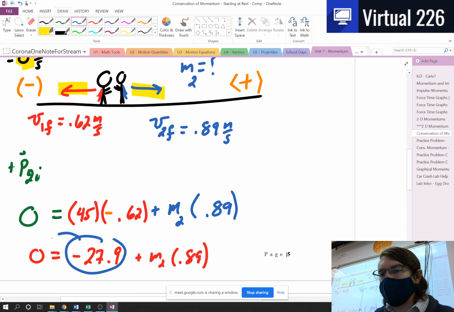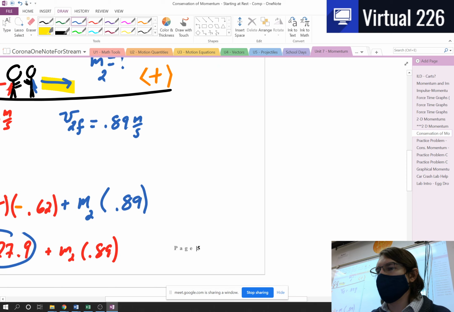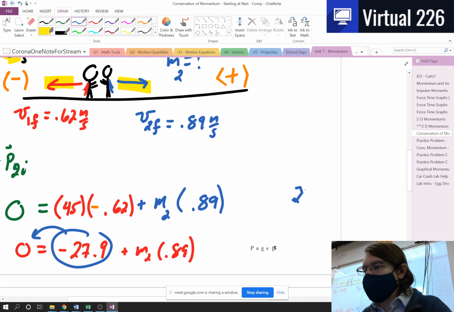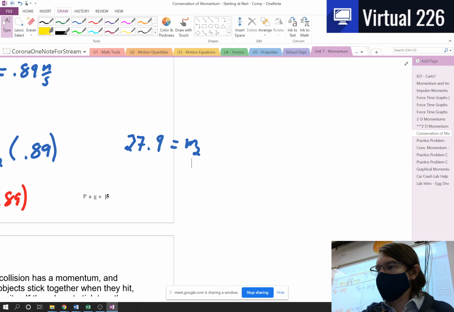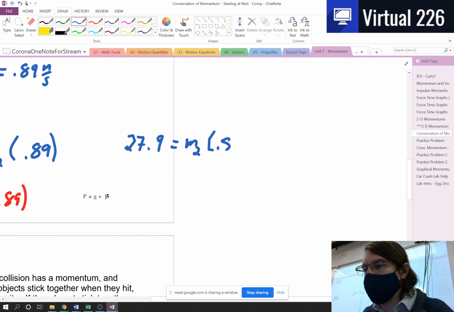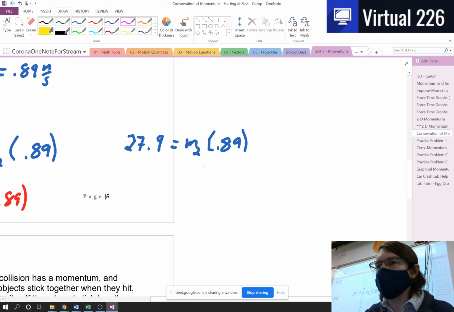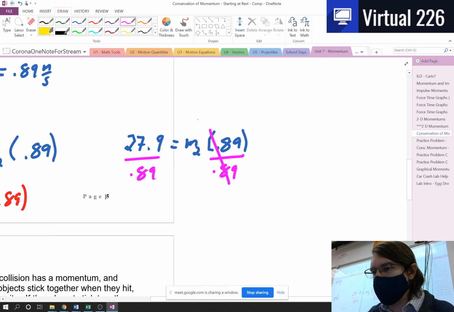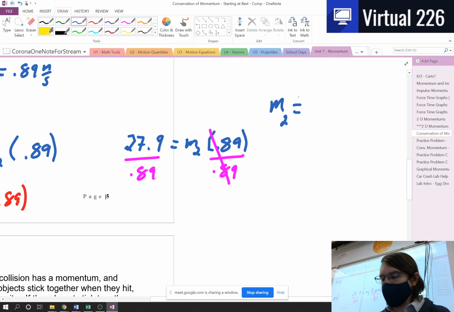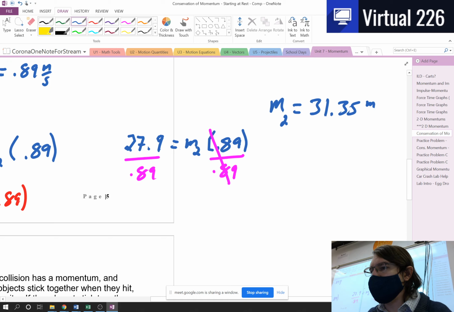Let's add the 27.9 to the other side. So we get, whoa, that's just janky looking, isn't it? 27.9 equals M2 times 0.89. And then if we just divide by 0.89 on each side, we find the value of M2, the mass of the second skater. And we quickly see here that their mass is, let's see, 27.9 divided by 0.89 is 31.35 kilograms.